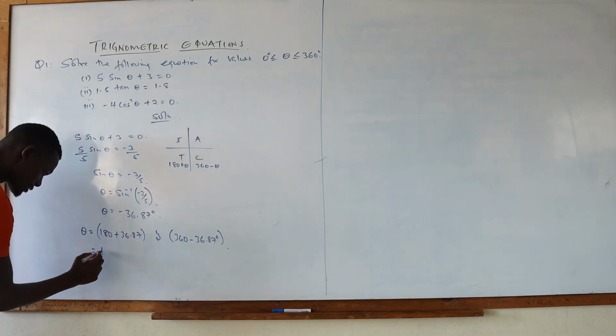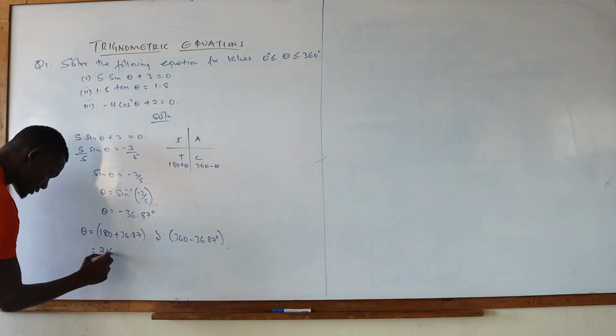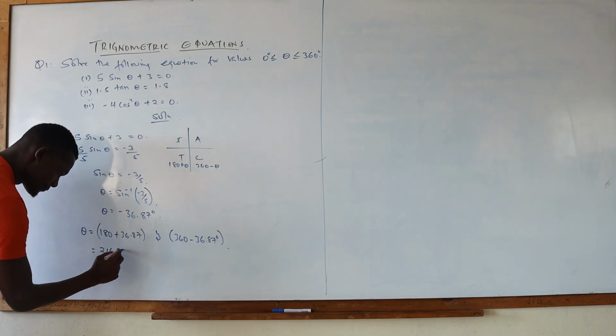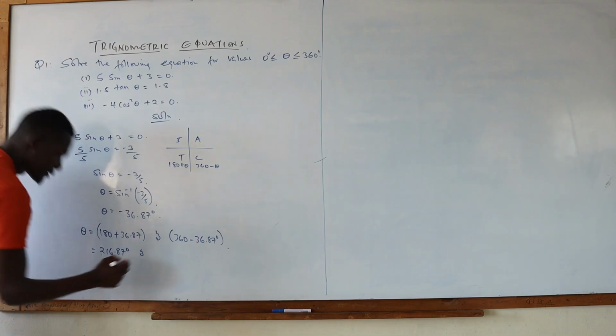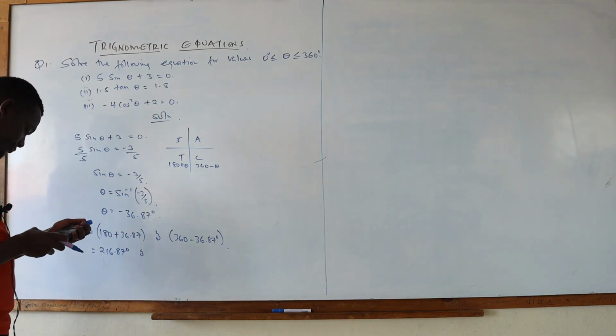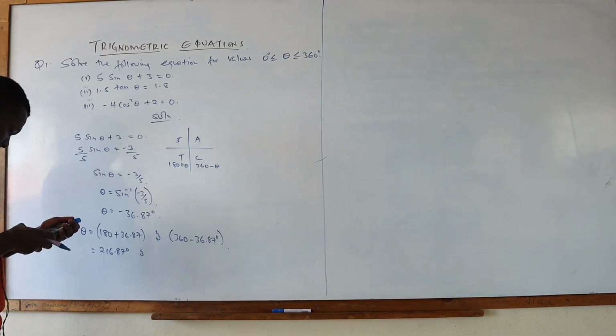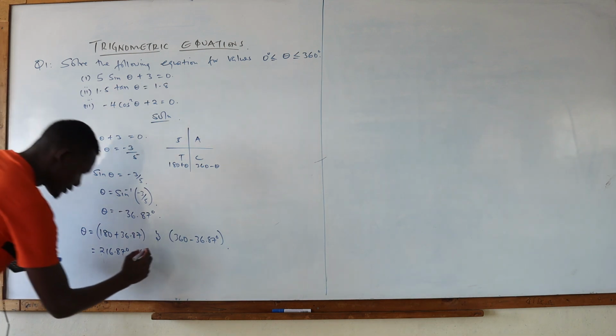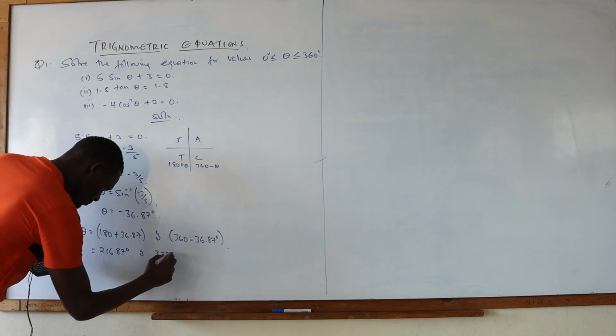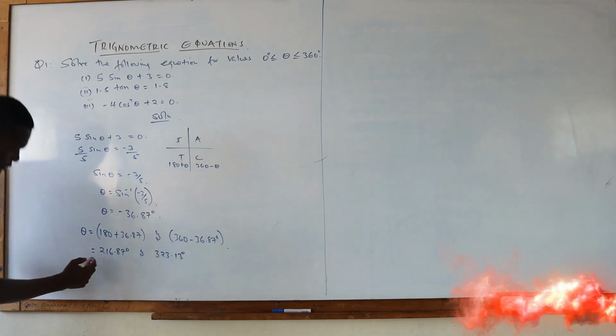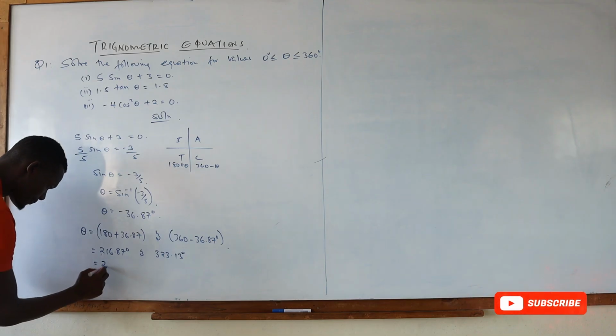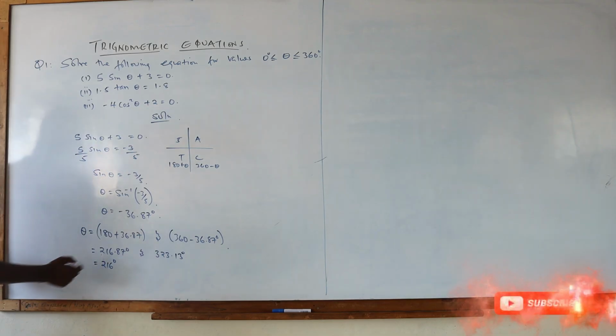And what do you get? So in this one you'll get 216.87 degrees, and you have 360 minus 36.87. So you'll have 323.13 degrees. Remember, you can always change into degrees and minutes.